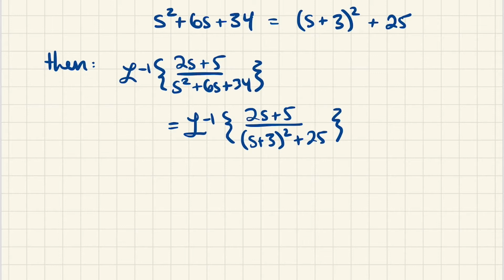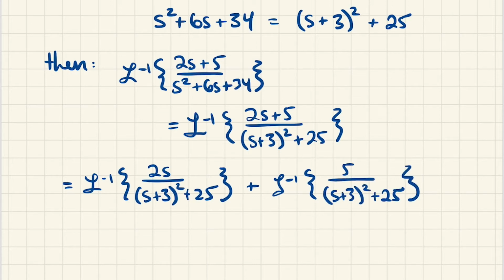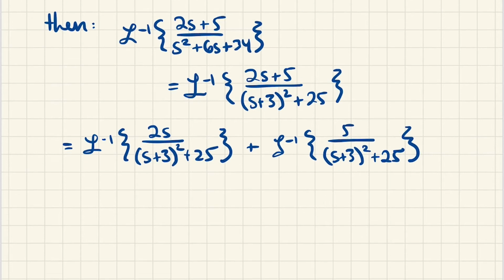So, of course, one thing we should do is split this into 2 separate terms. So using the linear property of inverse Laplace transform, we can say this is the inverse Laplace of that thing plus the inverse Laplace of this thing. That's a 5, not an s. Okay, let's see what we're working with.